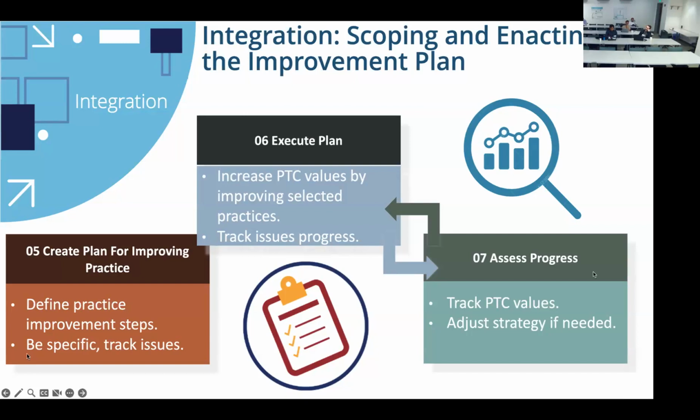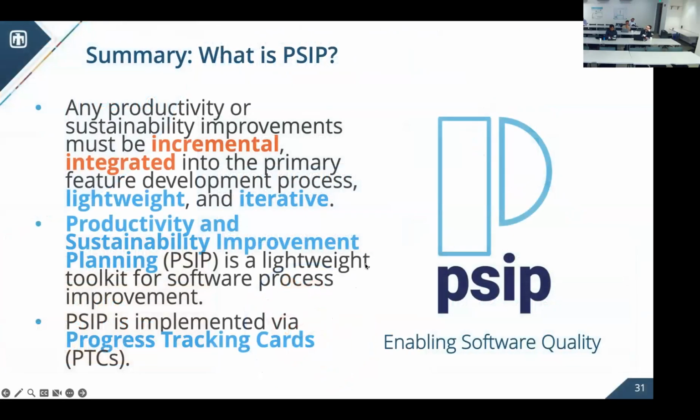So just to summarize the high level, this is an overview of the work that we do in software process improvement. When working with science engineering teams, we find that to make real lasting change, it needs to be incremental. There needs to be buy-in from the team. It needs to be integrated into their development process. And ideally, we want something that's lightweight and iterative. And that's why we developed PSIP as a toolkit for working with teams, right? And PSIP is implemented by progress tracking cards, right?